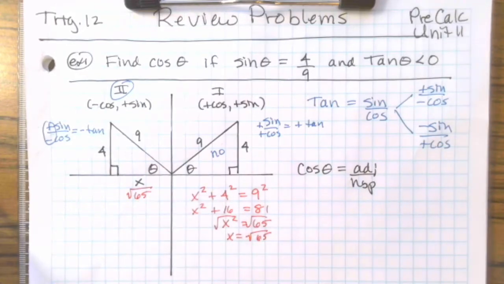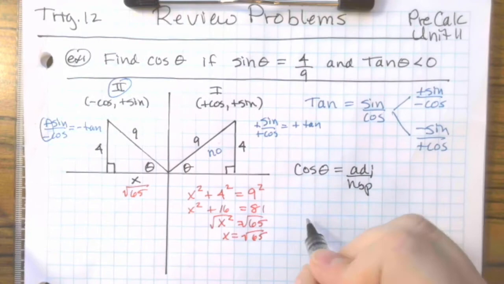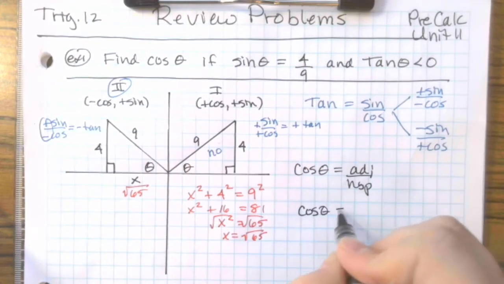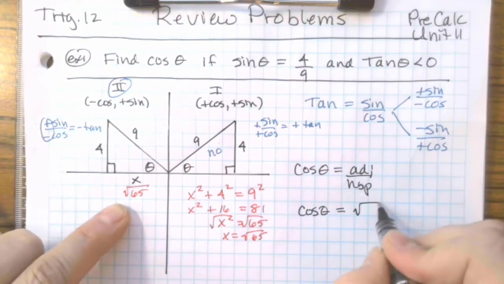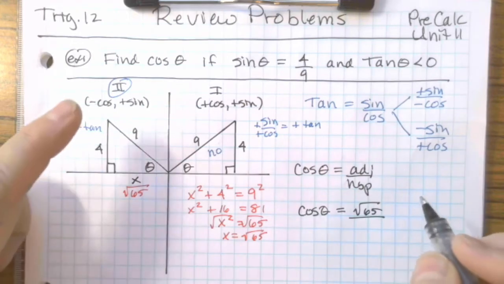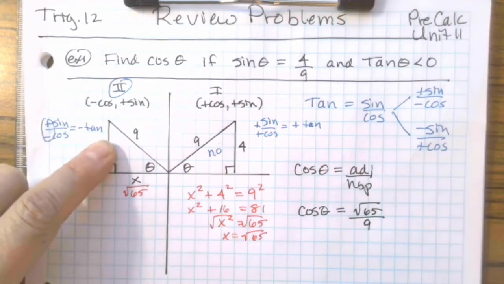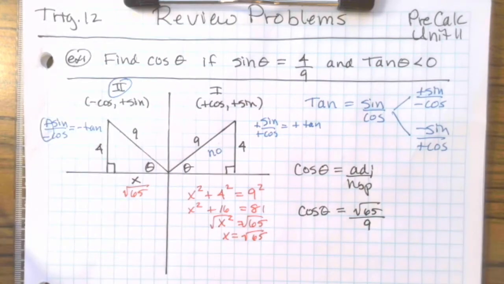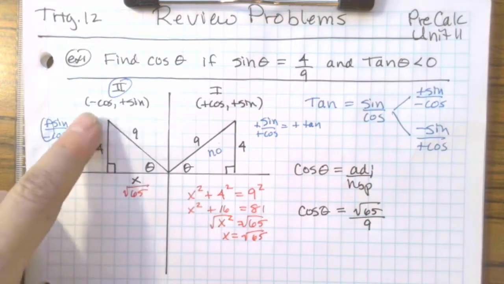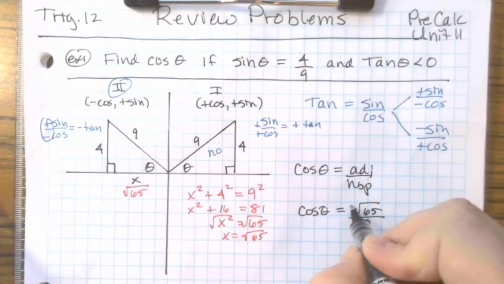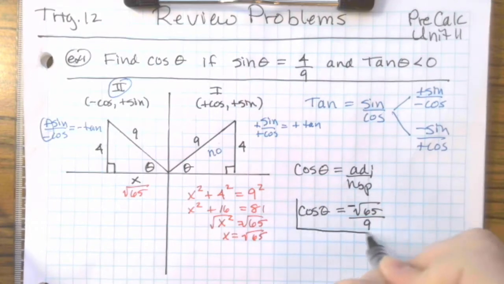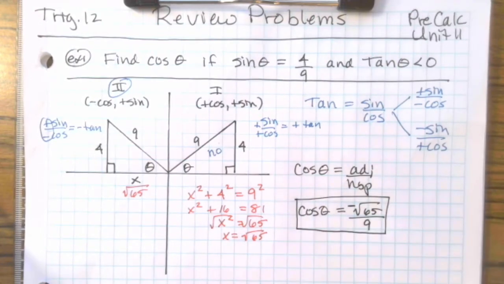We are now ready to find cosine of the angle. So cosine of theta equals adjacent, which is radical 65, over hypotenuse, which is 9. And 65 doesn't simplify out. Now we have to decide what the sign is on this, positive or negative. Well, in this quadrant, cosine is negative, so my answer is going to be negative radical 65 over 9.